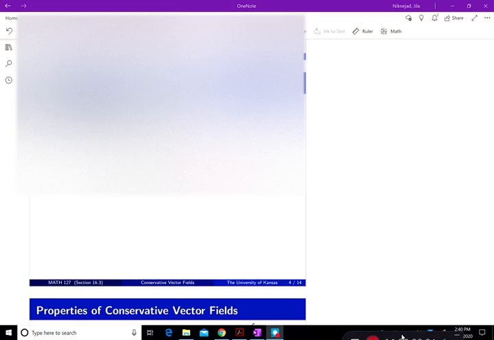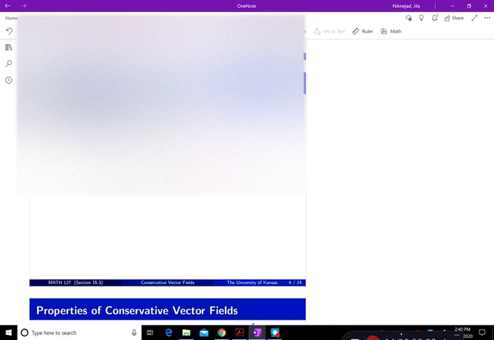We're continuing with section 16.3 and properties of conservative vector fields. The first thing is if C is a closed curve, that is the two endpoints P is equal to Q, then the vector line integral of F dot dr over the path is equal to 0. Look at the picture on the left, the cyan picture. This is the path. You start from one point and come back to it.